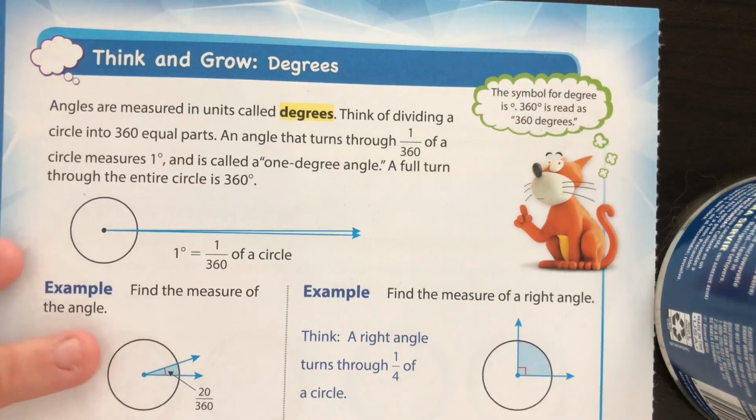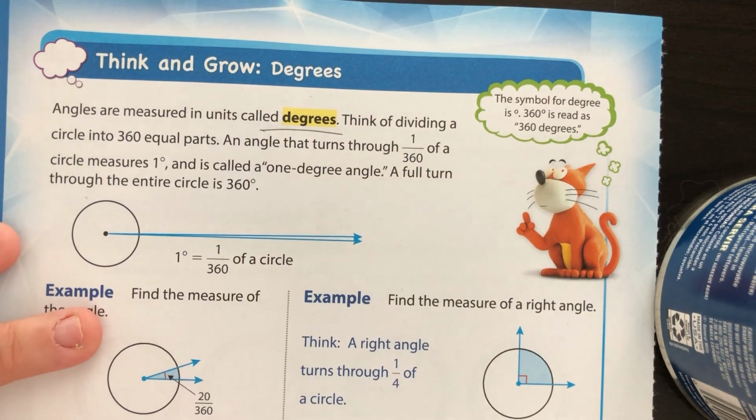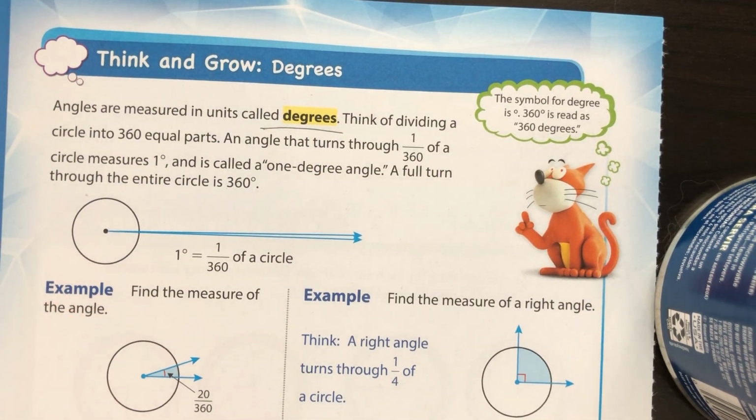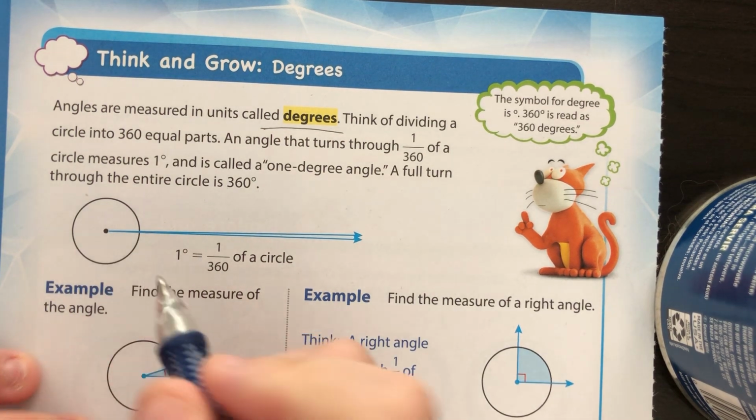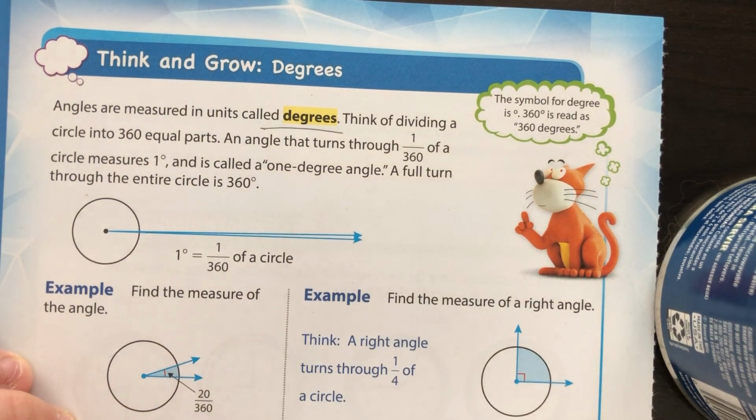Now, angles are measured in units called degrees. Think of dividing a circle into 360 equal parts. An angle that turns through 1/360th of a circle measures only 1 degree, and it is called a 1-degree angle. A full turn through this entire circle is 360 degrees. So this right here is a tiny little 1-degree angle. Obviously, it's acute because an acute angle is anything less than a right angle, so 90 degrees.